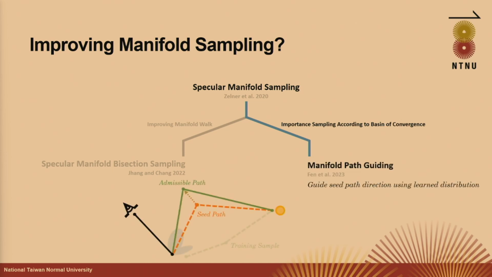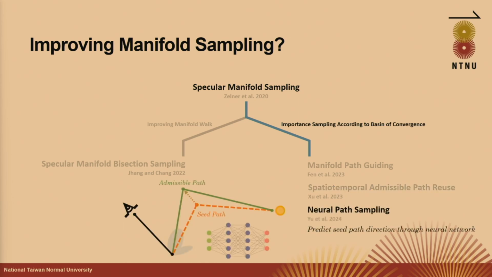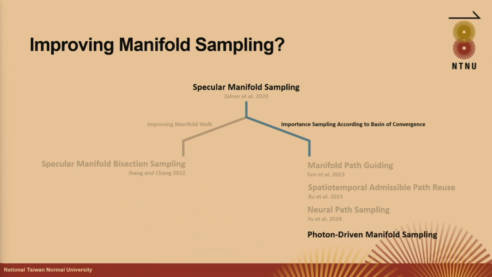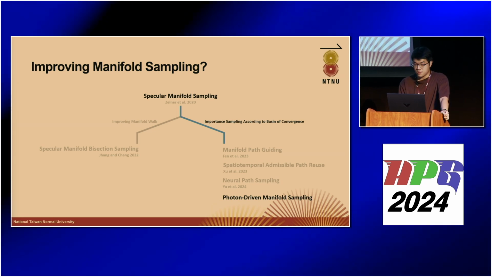The first one is manifold path guiding, which uses path guiding techniques to guide their C path direction with a learned distribution from training samples. The second one is spatial temporal admissible path reuse. They share and reuse the neighboring pixel's admissible path as the C path of the current pixel. This one actually shares many similarities to our method. And the final one is neural path sampling, which is very similar to manifold path guiding, but they use a neural network to predict the C path directions. And finally, our method, photon-driven manifold sampling, also lies in the second category of using importance sampling to find the C path.